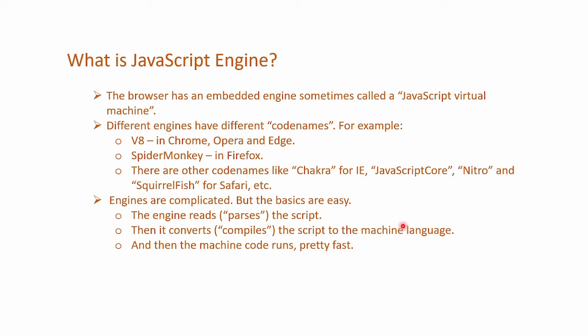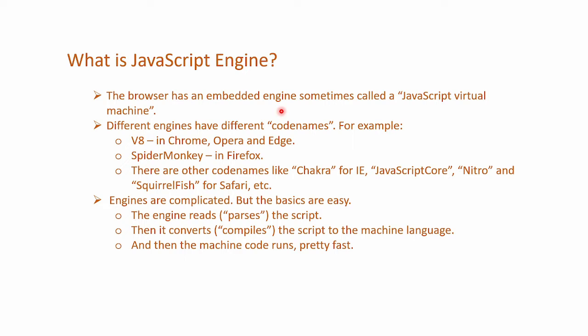The browser has an embedded engine. As we know, when JavaScript was invented, it was invented for browsers. So to run JavaScript there as well, we need a JavaScript engine. And that JavaScript engine is also known as JavaScript Virtual Machine. You can say any name, it's up to you whether you call it the JavaScript Virtual Machine or the JavaScript engine.